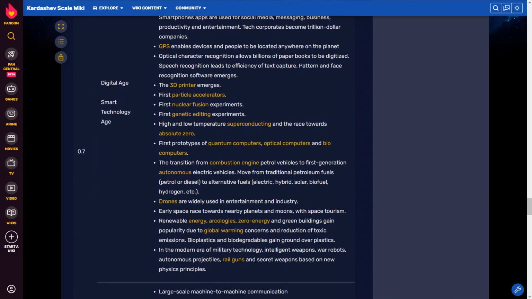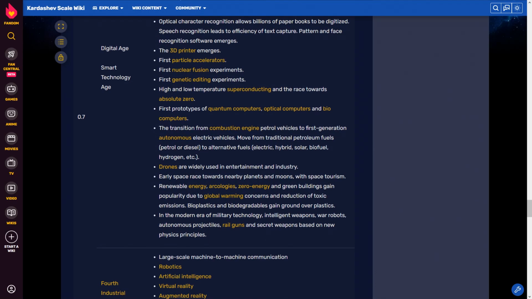GPS enables devices and people to be located anywhere on the planet. Optical character recognition allows billions of paper books to be digitized. Speech recognition leads to efficiency of text capture. Pattern and face recognition software emerges. The 3D printer emerges. First particle accelerators, first nuclear fusion experiments, first genetic editing experiments. High and low temperature superconducting, and the race towards absolute zero. The first prototypes of quantum computers, optical computers, and biocomputers.